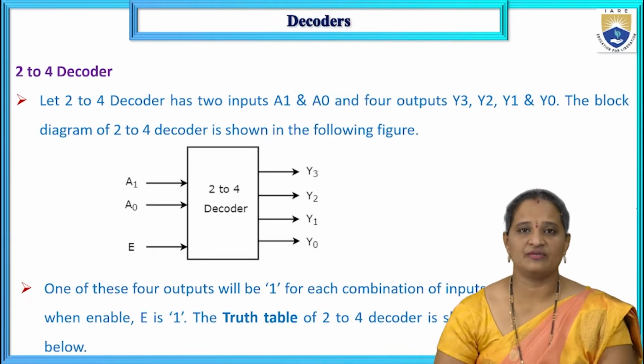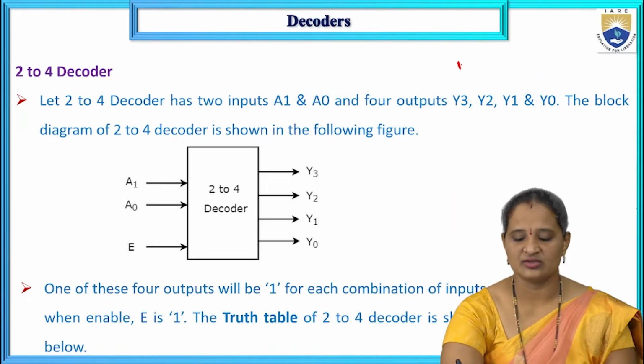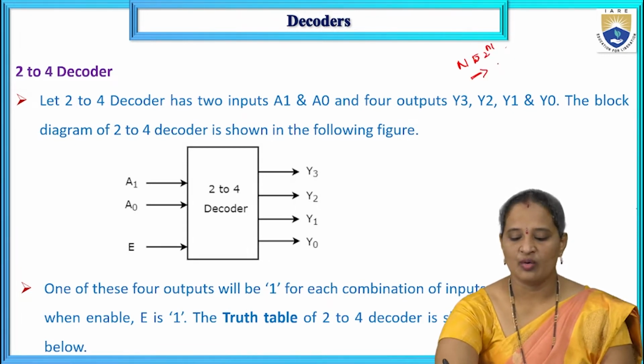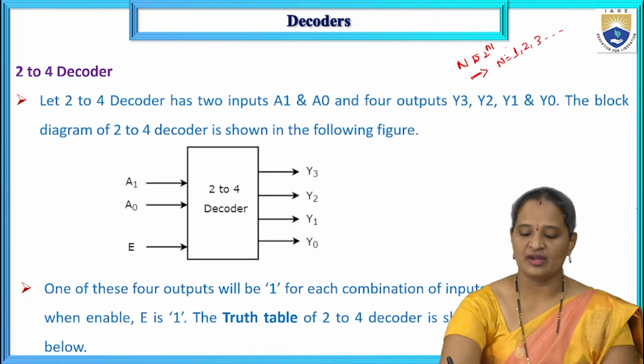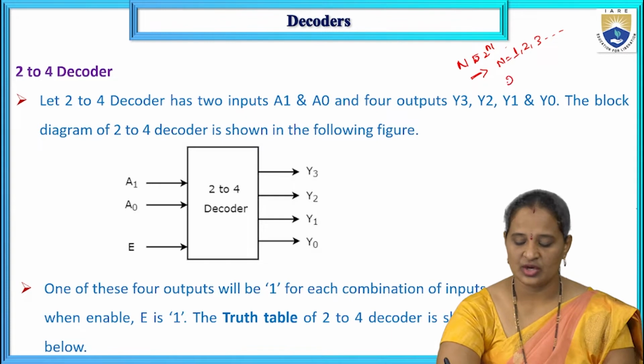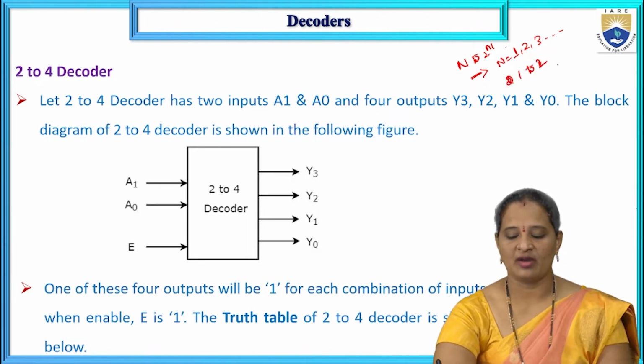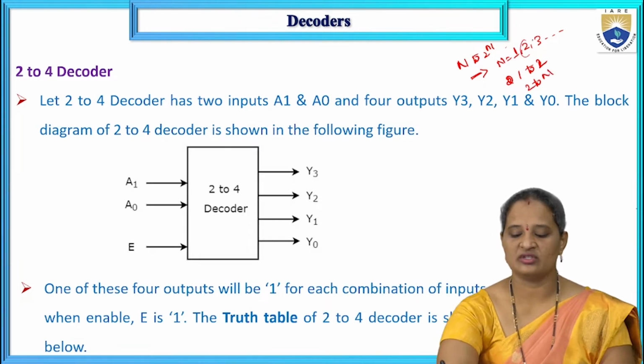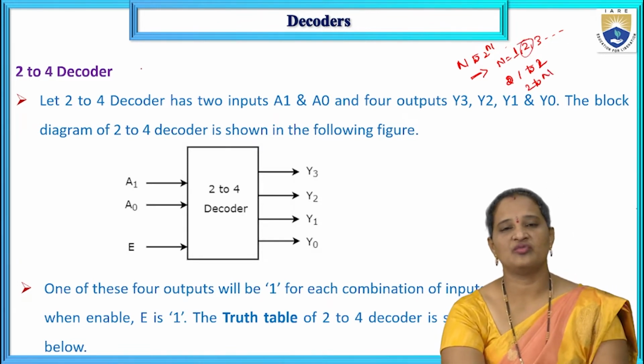Based on the size of the decoder, which is n to 2 power n, n may vary as 1, 2, 3 and so on. If n is equal to 1, the basic or least possible size of decoder is 1 to 2, that is 2 power 1. Otherwise, the next possible decoder is the 2 to 4 decoder, when n is equal to 2. Now let us discuss the 2 to 4 decoder.